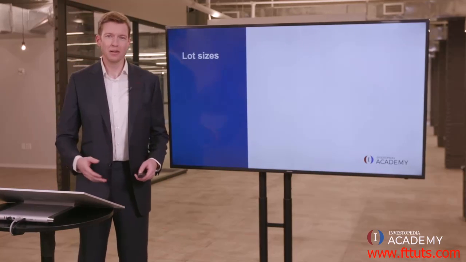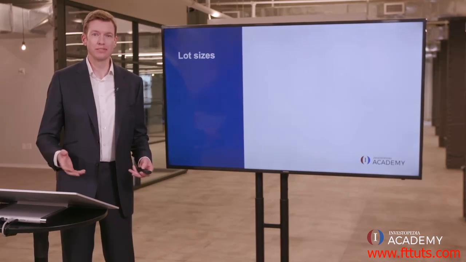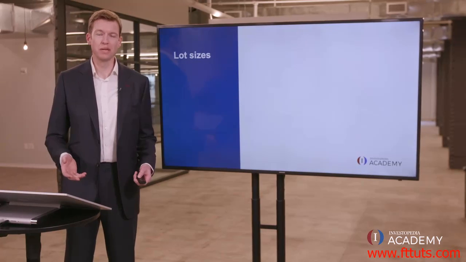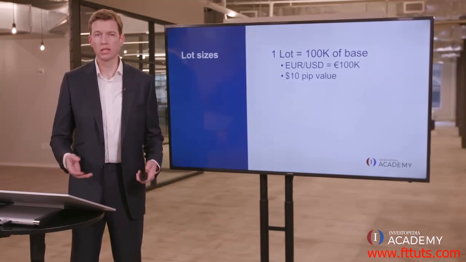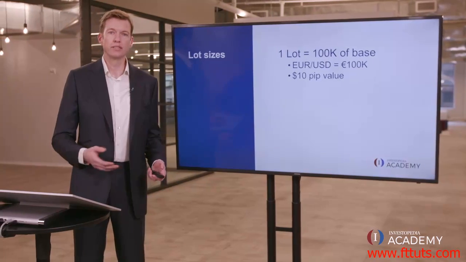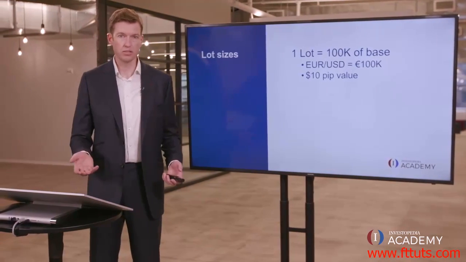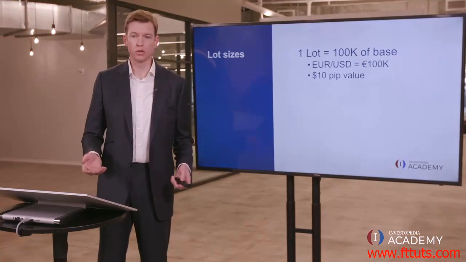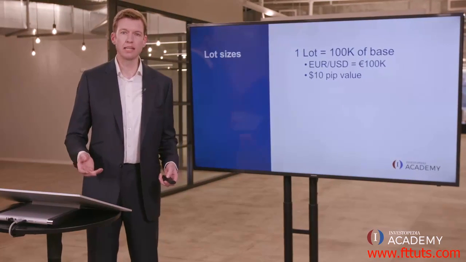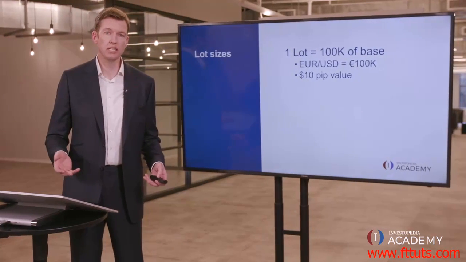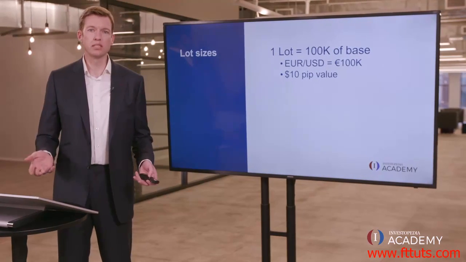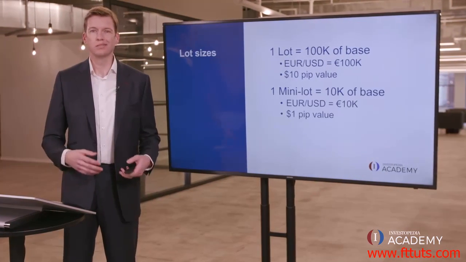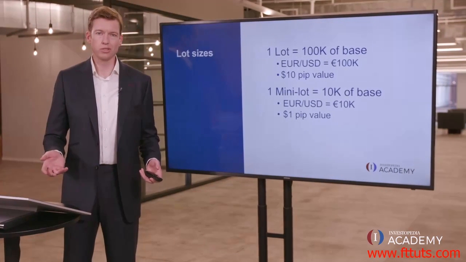Now, I've been talking about trading in increments of 100,000 units of the base currency, and that's what we call a full lot. So a lot of a currency pair is 100,000 units of the base, whether it's the euro or the yen or anything like that. And if the dollar is on the quote side, then we know that the pip value is going to be $10. So it's a really easy calculation to make. It doesn't require very much on our part to be able to do that.